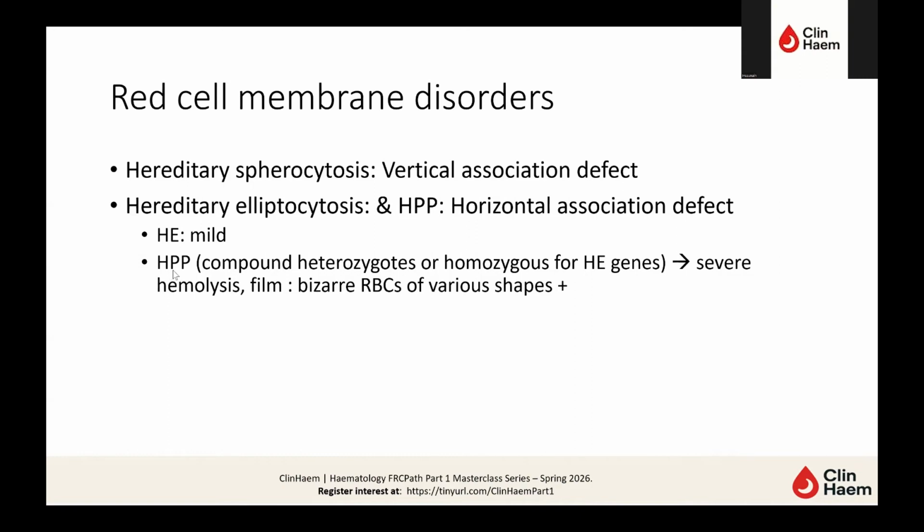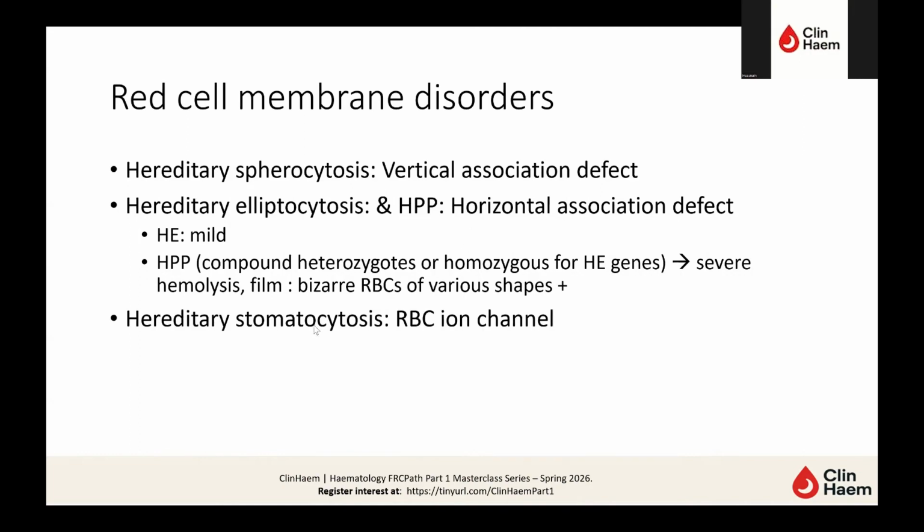But HPP, which is hereditary pyropoikilocytosis, has much more severe hemolysis, and the shapes are quite bizarre. This happens when you acquire genes in a compound heterozygote or homozygote state for HE. So HE genes, which are the horizontal protein genes, but instead of just having one copy, you acquire both abnormal copies, and then the cells will have really weird shapes and sizes, and they will not be stable, and they will give you severe hemolysis at quite a young age. But HE is autosomal dominant, so one gene would be normal, so at least you have some protein that can do its job. I'll explain them in a bit more.